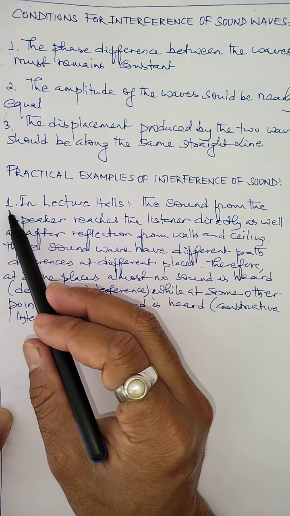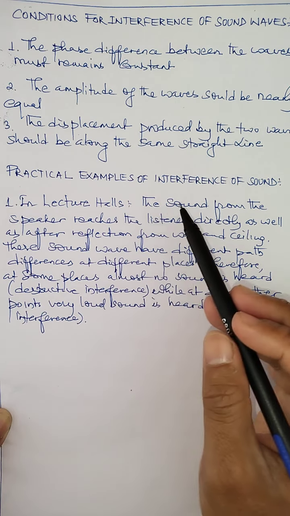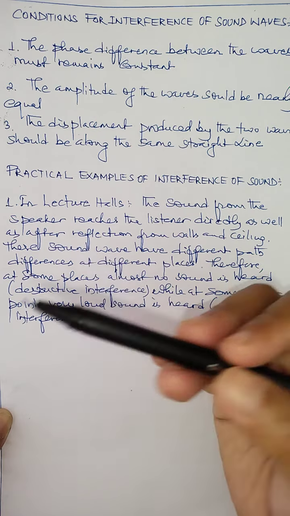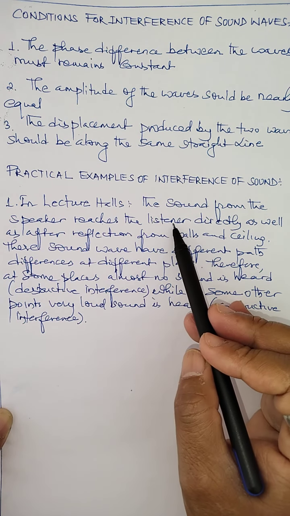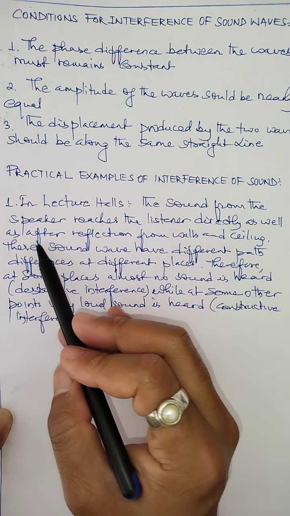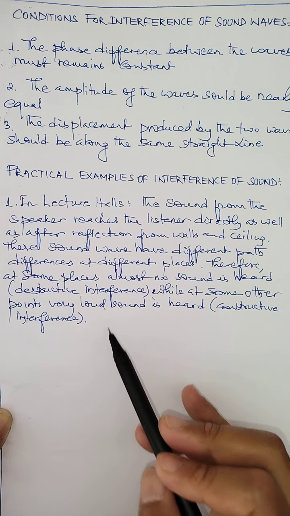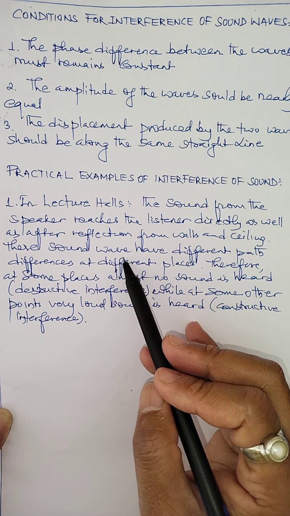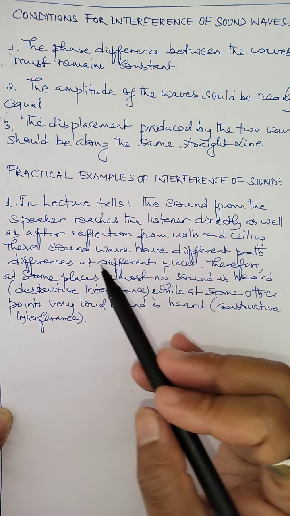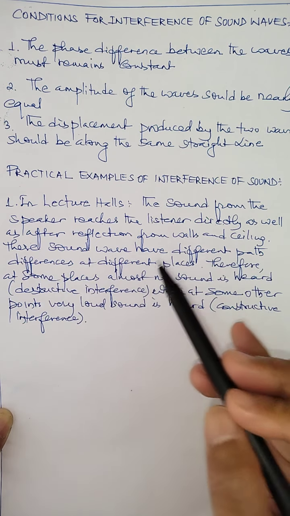One of the most common examples we see is in lecture halls. In lecture halls, the sound from the speaker, the person who is the source of sound, reaches the listener directly, as well as after reflection from the wall and even from the ceiling. Now these two sound waves, which reach the listener directly or after reflection from the wall and the ceiling, have a different path difference at different places.